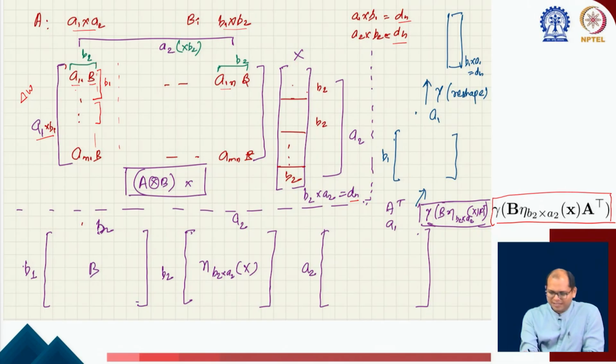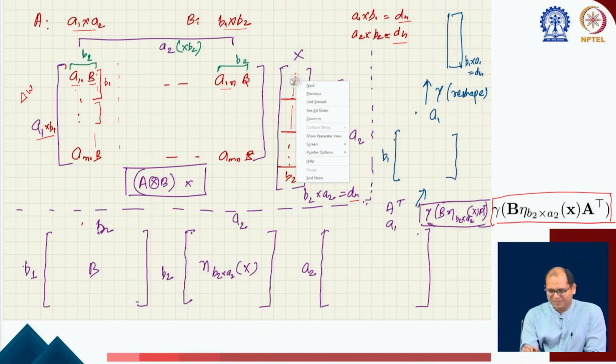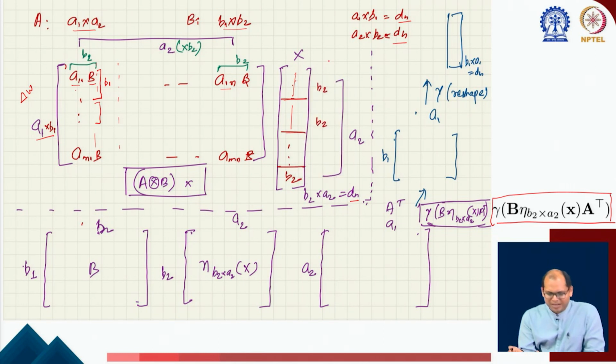So you can think of x as some blocks of size B2. How many blocks? A2 blocks of size B2, right? B2, B2, B2. Now what will happen? You see this block B2 will get multiplied to x, right? And what will the final output be? I mean, dh cross dh multiplied by dh cross 1, you will get a dh cross 1 output.